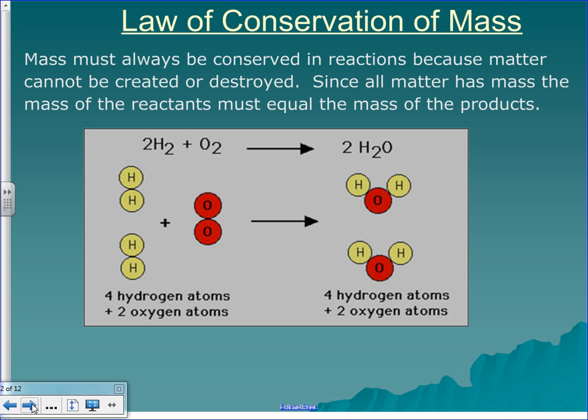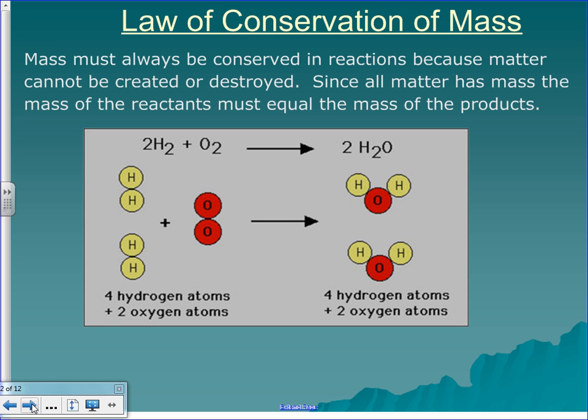Okay, so the law of conservation of mass, and this is very often a multiple choice question. Which law is this statement? Then I give you this: mass must always be conserved, or matter cannot be created or destroyed. And then it would have 4 options, one of them being the law of conservation of mass. Mass must always be conserved in reactions because matter cannot be created and it cannot be destroyed. Since all matter has mass, the mass of the reactants must equal the mass of the products.